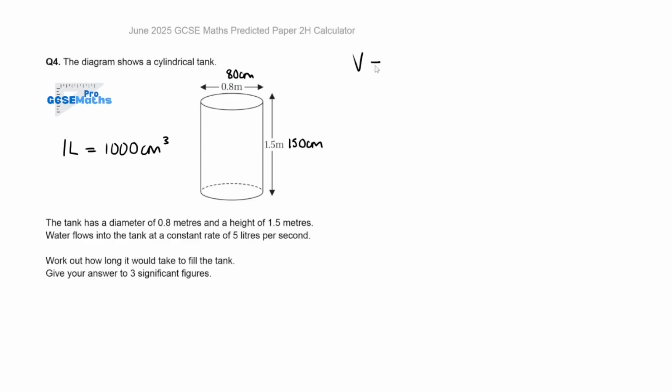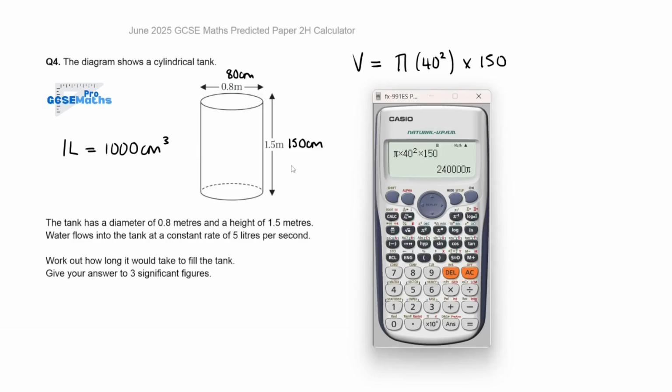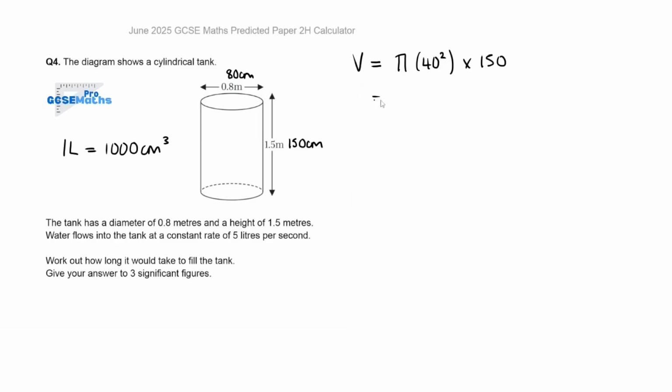For the volume of the cylinder, we need to do pi times the radius squared, which, as I said, isn't the diameter. So the radius is half of 80, which is 40, squared, multiplied by the height, 150. Now I'm going to leave that in terms of pi because we're not near the end of the question yet, but that is 240,000 pi, and that's in centimeters cubed. That's why I wanted to convert everything first.